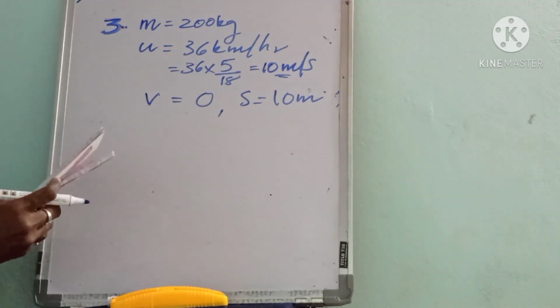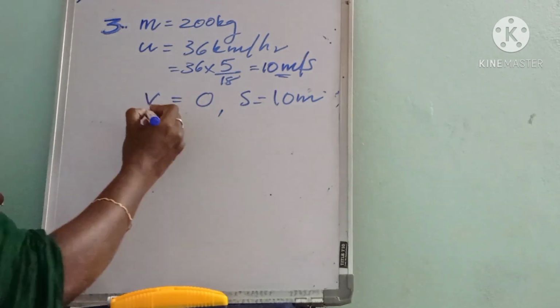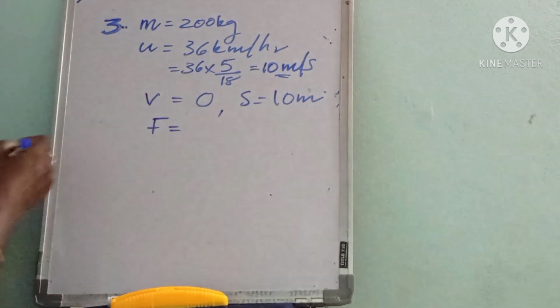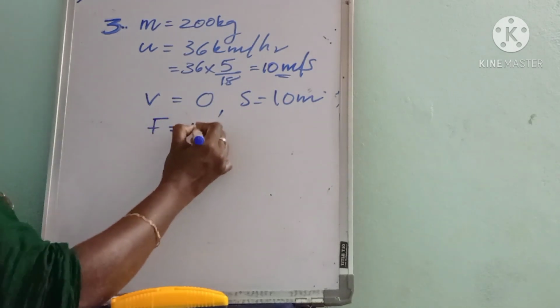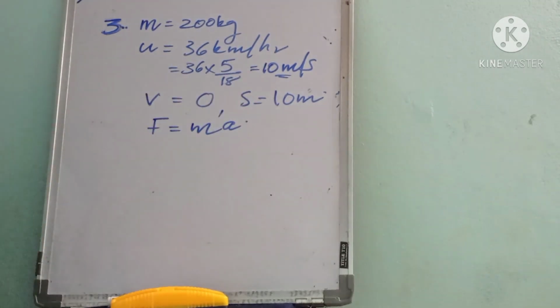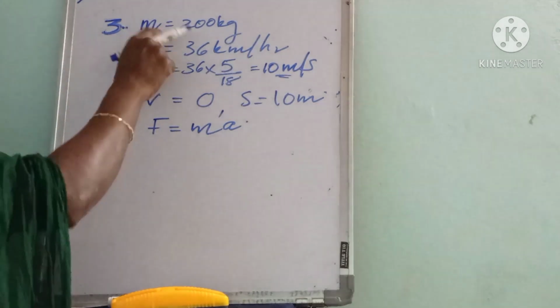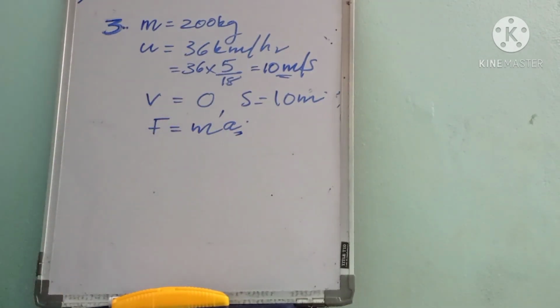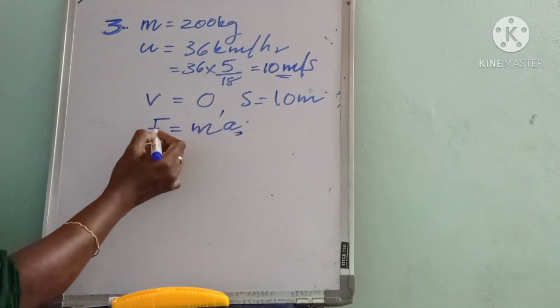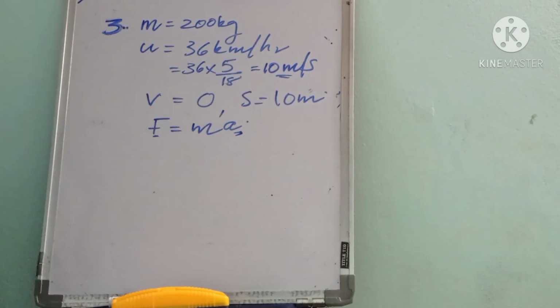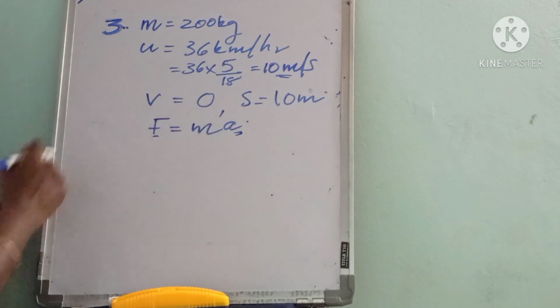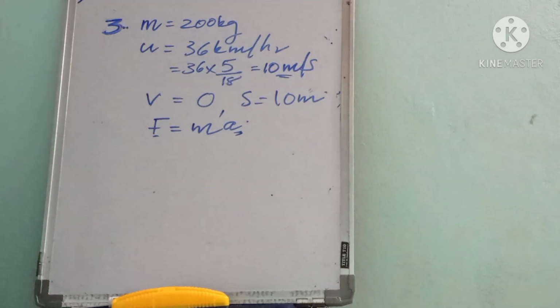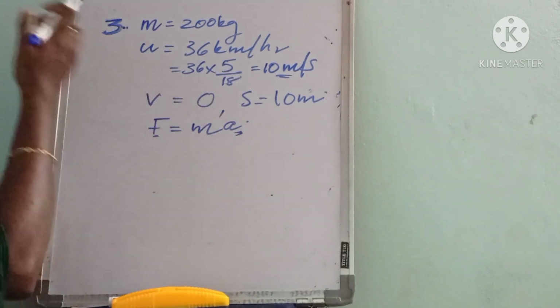Okay, so here we have to find the force. All of you know the equation for force. What is the equation for force? F equal to ma. But mass is given, but the acceleration is not given. By knowing the acceleration only, we can calculate the force. So from these given clues, we can calculate what? Acceleration.